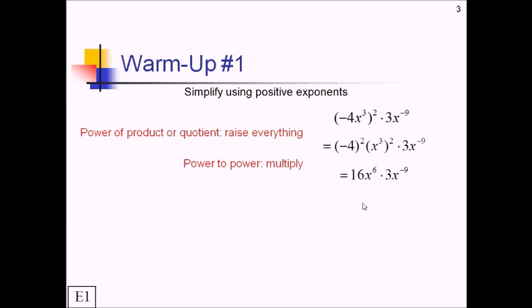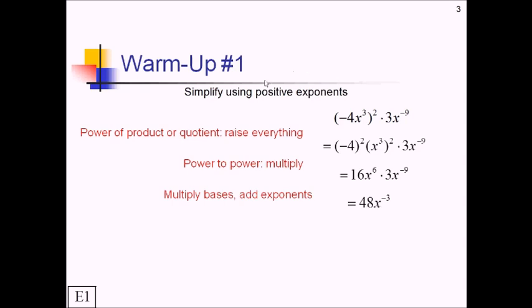Now, when you're multiplying the bases here, you're going to have to add the exponents. So this is going to be 48. So we're multiplying bases, adding exponents. We're going to have 48 x to the 6 plus negative 9, which is x to the negative third power.